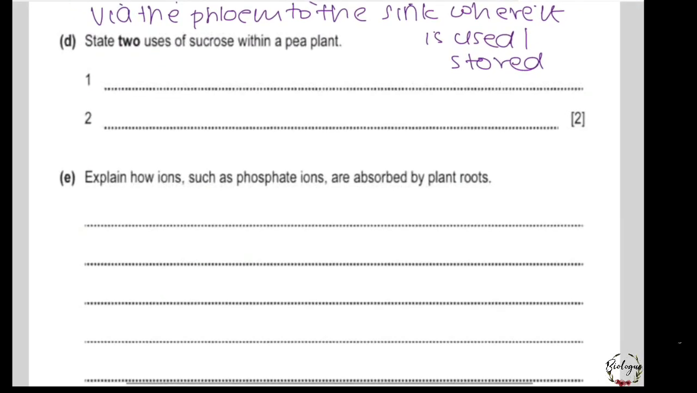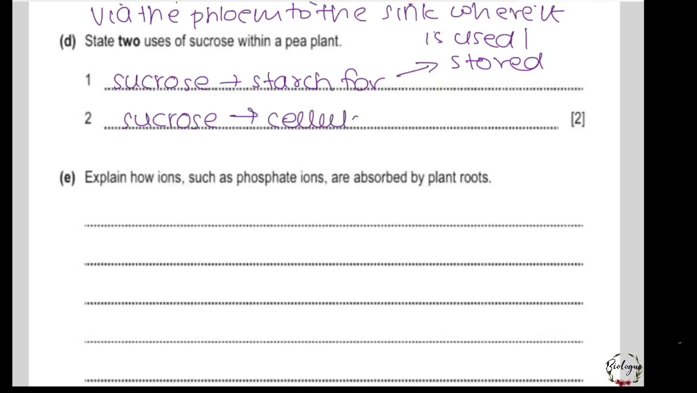State 2 uses for the sucrose in a pea plant. Firstly, the sucrose can be converted to starch for storage. Alright. Secondly, some sucrose can be converted into cellulose for the production or synthesis of cell walls.